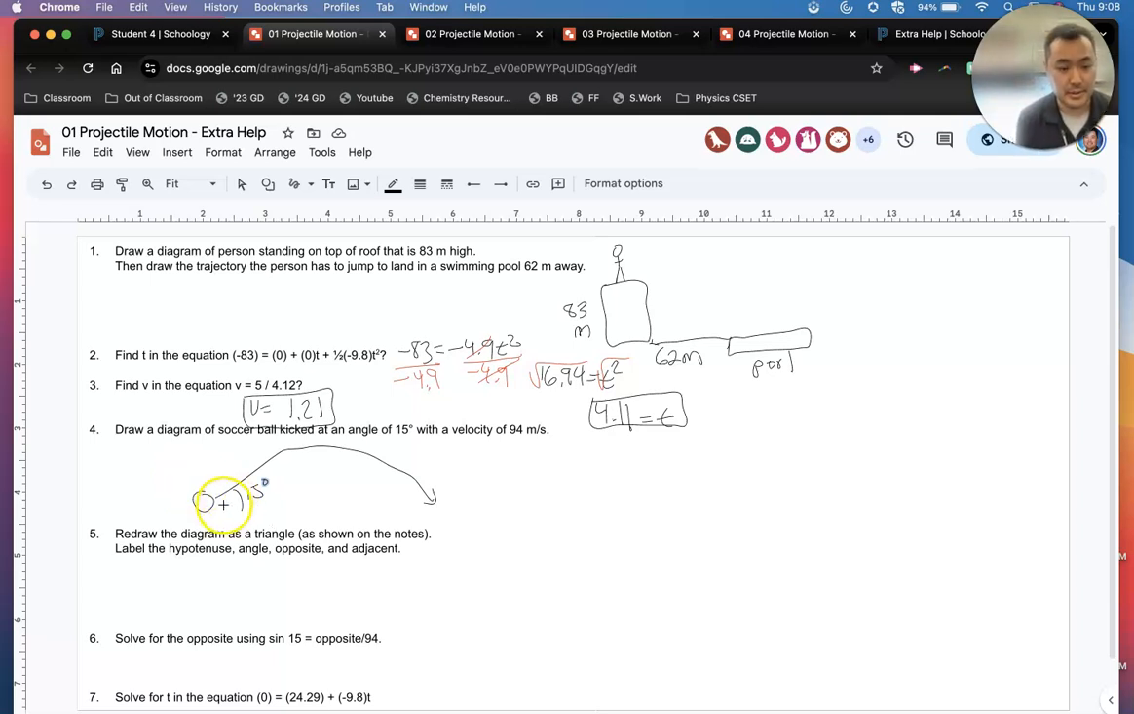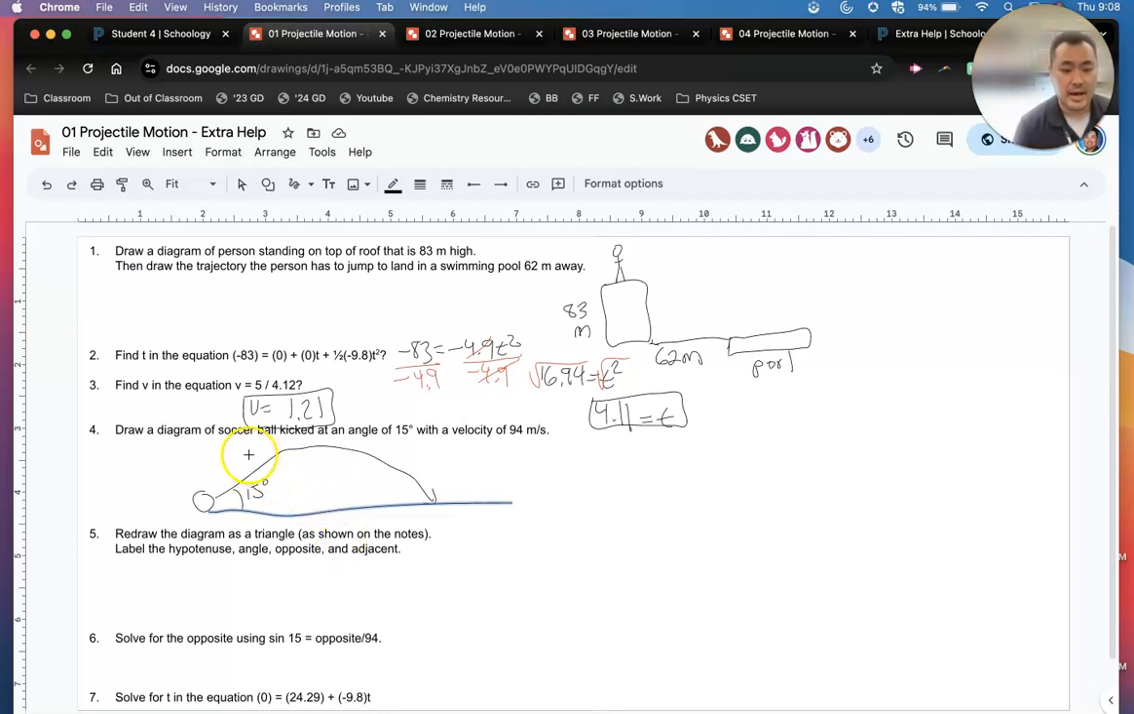The ground, the ball goes like this, right? All soccer balls land after they get kicked, but the angle is 15. Maybe I should have made it a little steeper, but I want it large enough so that everyone can see.